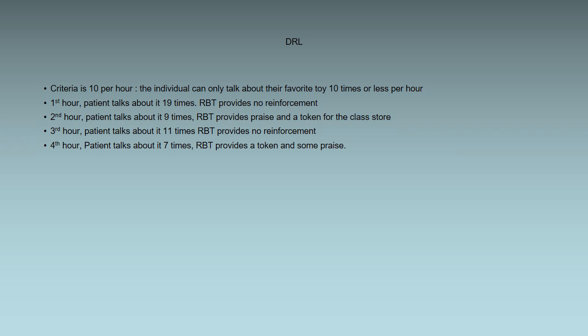In the first hour, the patient talks about it 19 times. The RBT will provide no reinforcement because that was over the criteria. In the second hour, the patient talks about it 9 times. The RBT provides praise and a token for the class door. Why? Because they talked about the favorite toy 10 times or less. In the third hour, the patient talks about it 11 times. The RBT will provide no reinforcement because it was over the criteria. They talked about it more than 10 times. In the fourth hour, the patient talks about it 7 times. RBT provides a token and some praise.